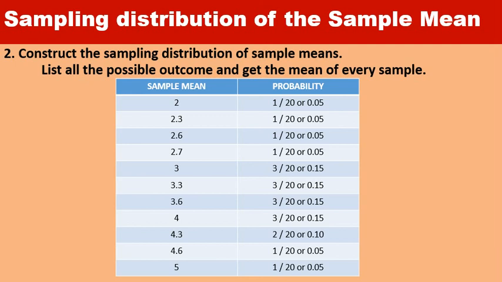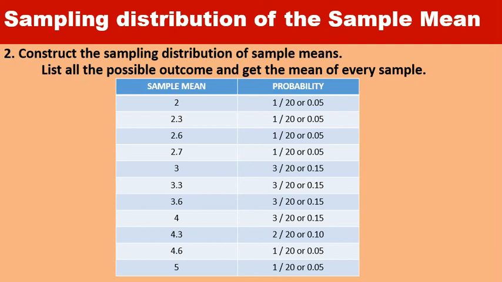Next is 4.3. How many 4.3 have appeared? There are 2. So the probability will be 2 over 20 or 0.10. Next is 4.6. How many 4.6 have appeared? There is only 1, so the probability is 1 over 20 or 0.05. Next is 5. How many 5 have appeared? There is only 1, so the probability is 1 over 20 or 0.05.